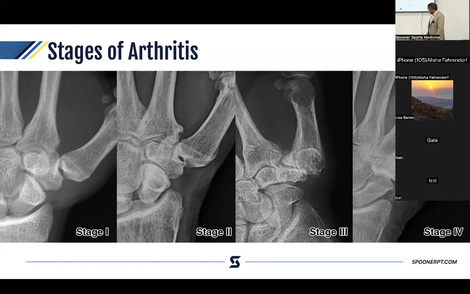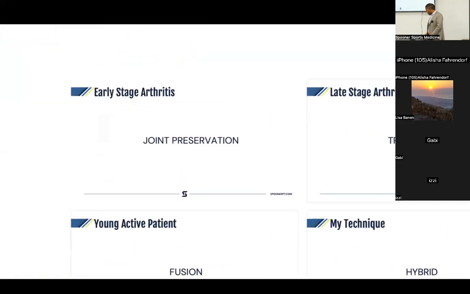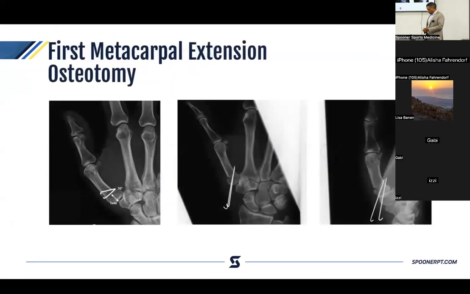So when we talk about early stage arthritis, the goal is to try and preserve the joint. One of the early procedures that someone had proposed was what we call an extension osteotomy of the thumb. The thumb metacarpal, we actually cut the metacarpal and then extend it and fix it with pins or plate, and have it basically realign the thumb.